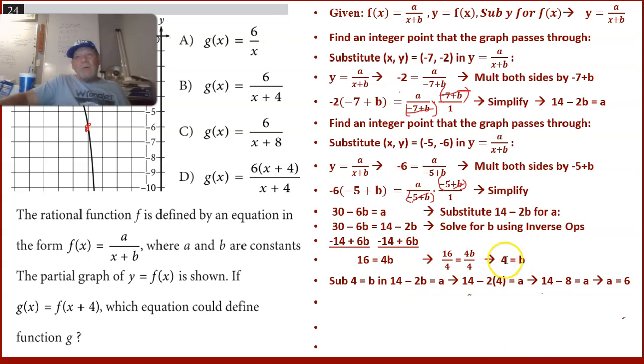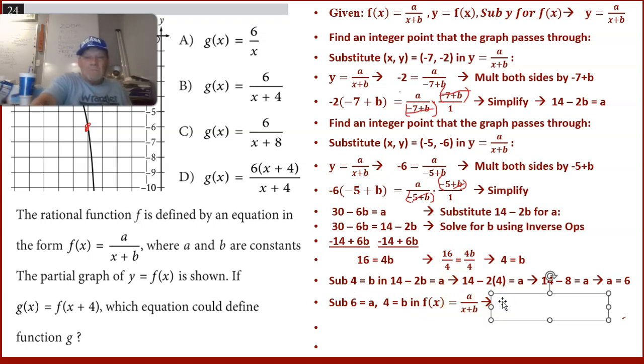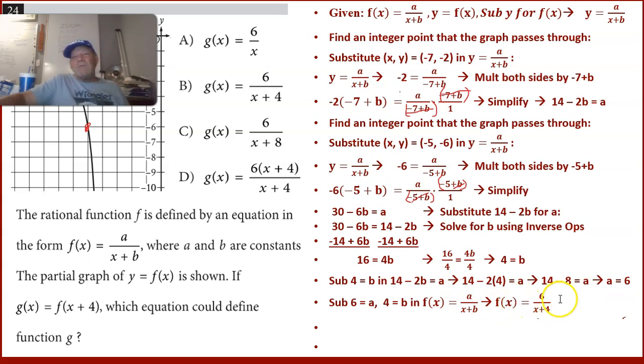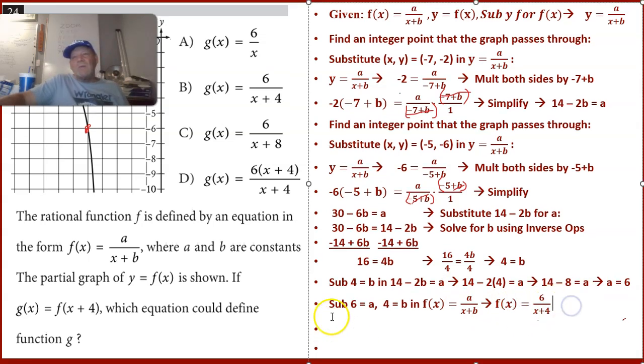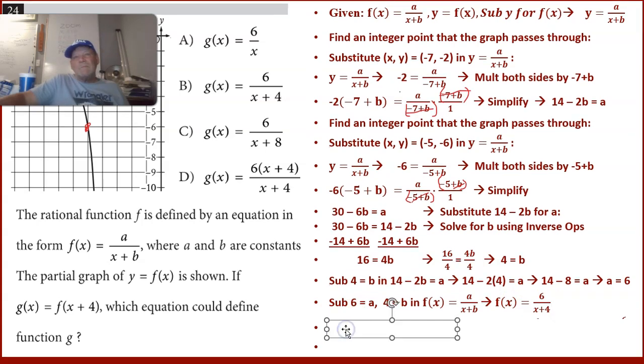Well, if we know that b is 4 and a is 6, now I can substitute those into our original f of x equals a over x plus b. So it ends up being f of x equals 6 over x plus 4. Now you're saying, okay, now what do I do? Now I got to look at my g of x because that equals f of x plus 4. So what am I going to do?